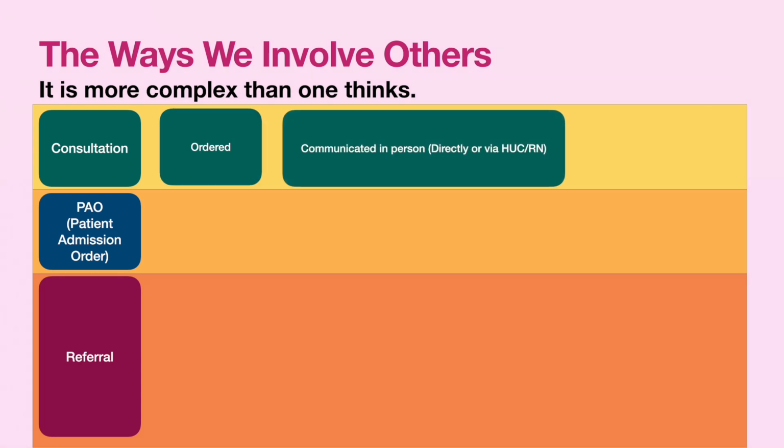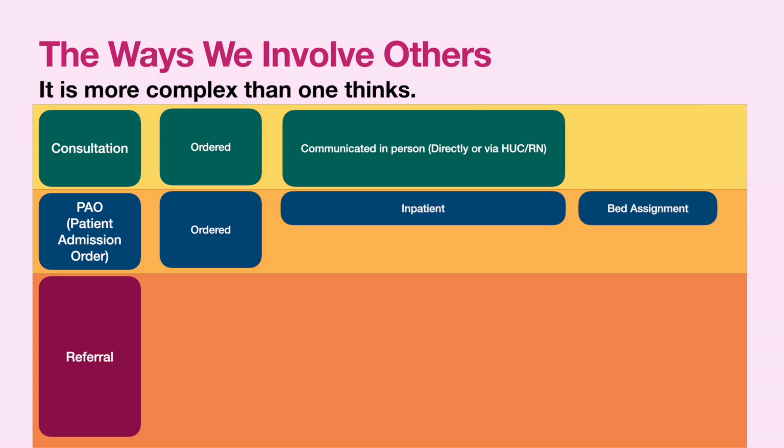Consultations are pretty easy. You order it and you communicate in person. You can call them directly or the nurse or the clerk can get them for you, but this is basically it. Order, communicate, done. How about admissions? So admissions are ordered, but they do fall into two categories. One is for inpatients. So we put the PAO in and the bed starts being assigned by bed management. The general idea for inpatients is that the PAO is put in by the consulting service.